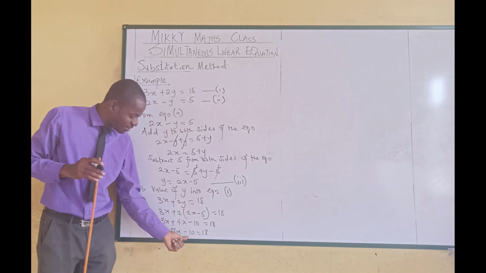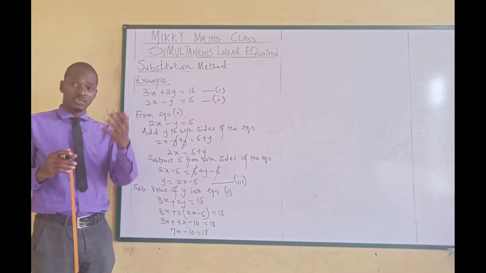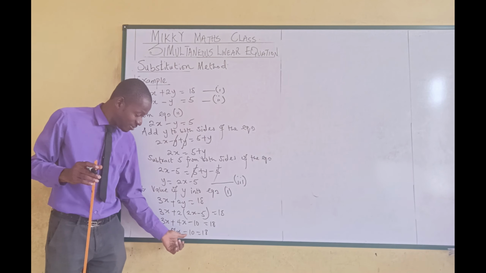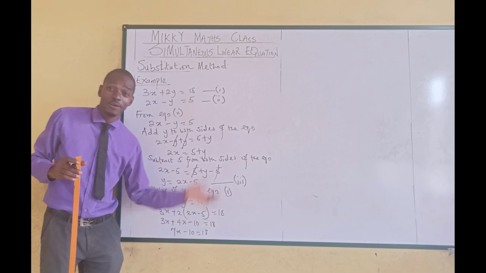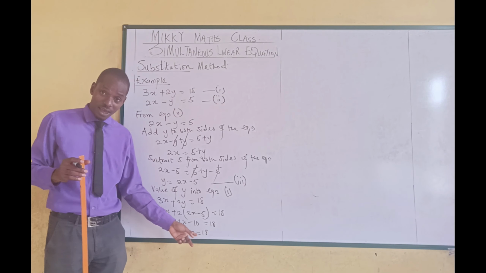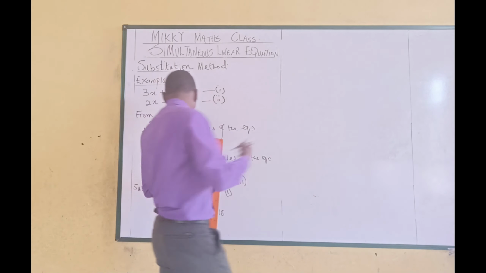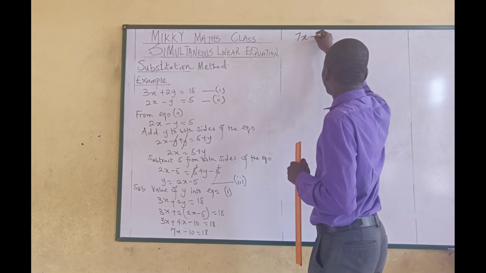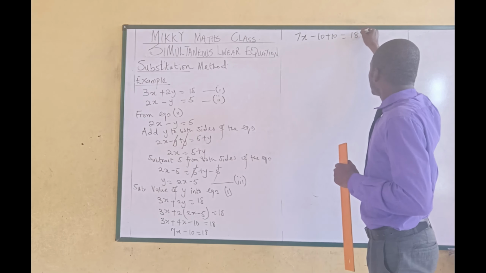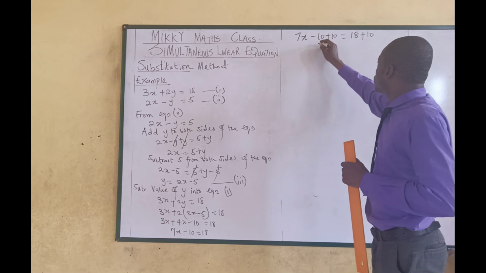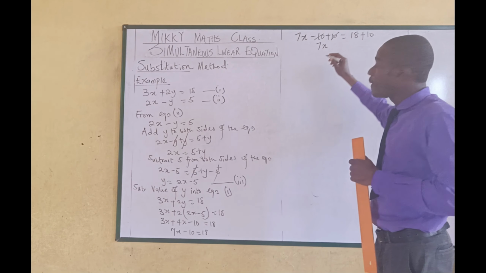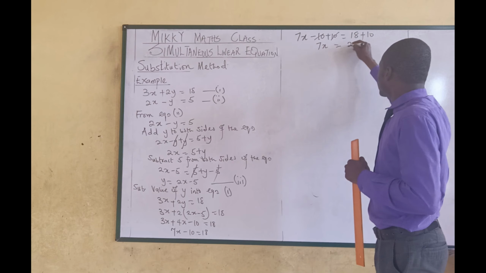Now, to remove this minus 10, I introduce positive 10. So I add 10 to both sides. Or some teachers will tell you, carry the minus 10 to the right hand side. When you carry it, it becomes positive. Actually, you do not carry like I said earlier. You are adding 10 to remove negative 10. So this becomes 7x minus 10 plus 10, that's add 10 to both sides of the equation, equals 18 plus 10. So this becomes 7x, minus 10 and plus 10 goes off, equals 18 plus 10, that's 28.